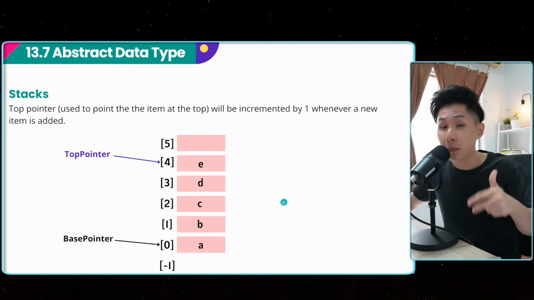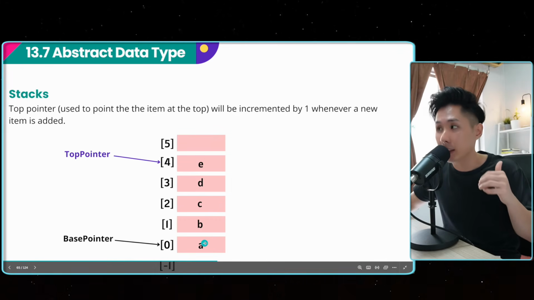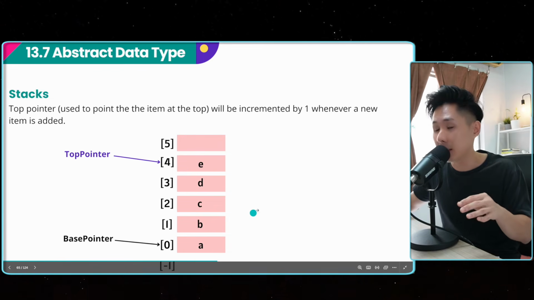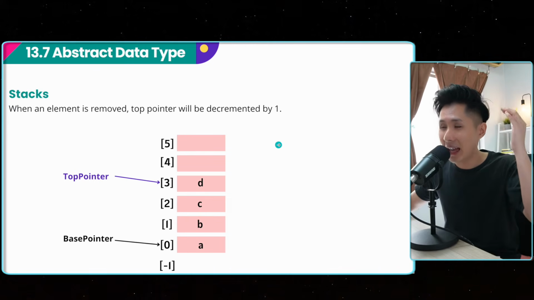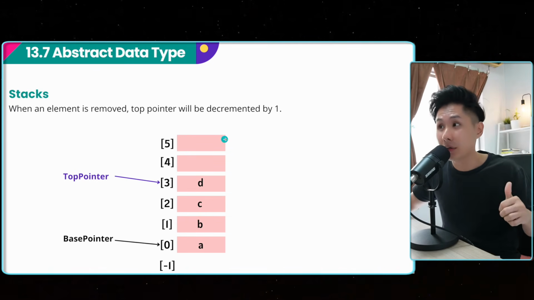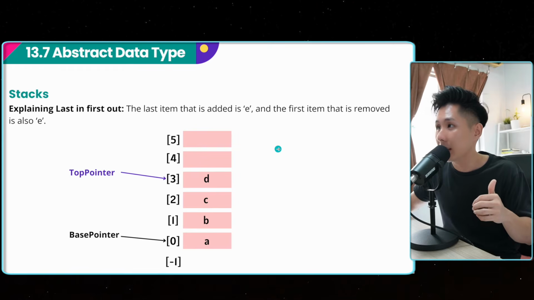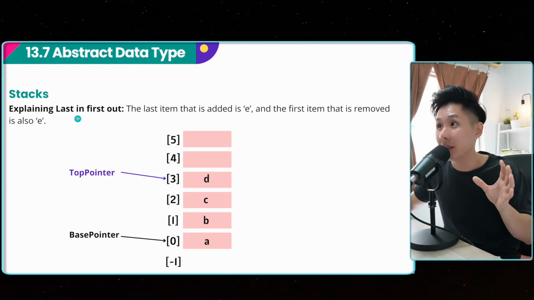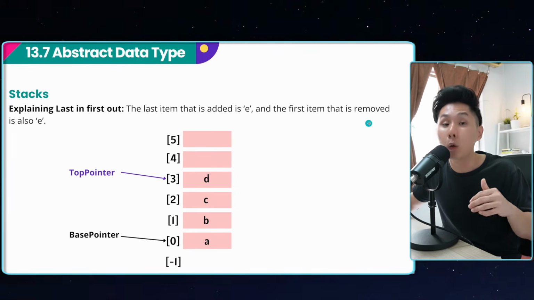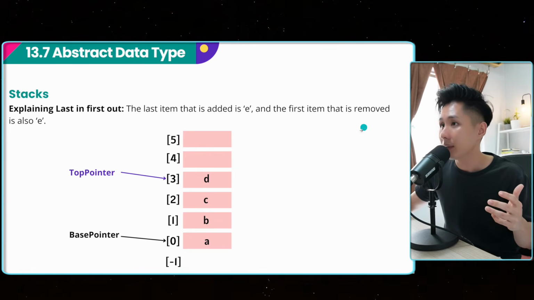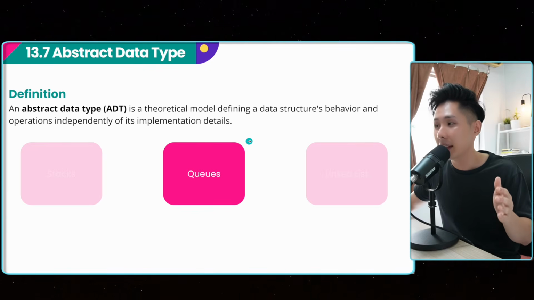But what if you want to remove an item from the stack? You can't remove item A because a stack operates in a last in, first out manner. So the item that we'll remove first will be E. And in the stack, when an element is removed, the top pointer will be decremented by 1. And so this is the function of last in, first out. The last item that's added is E, and the first item that's removed will also be E. Now, that's stack. It operates on the last in, first out principle.